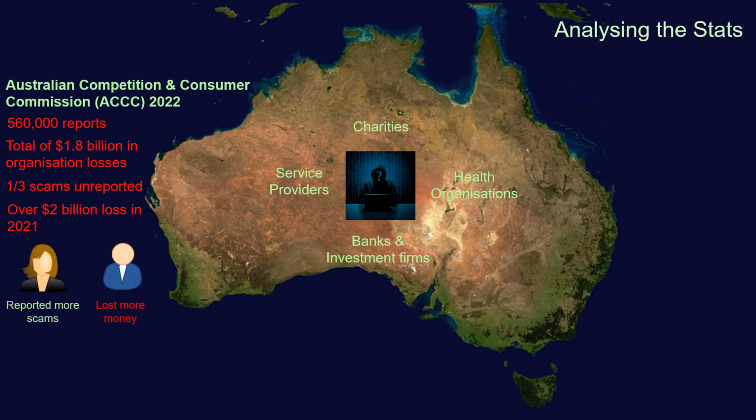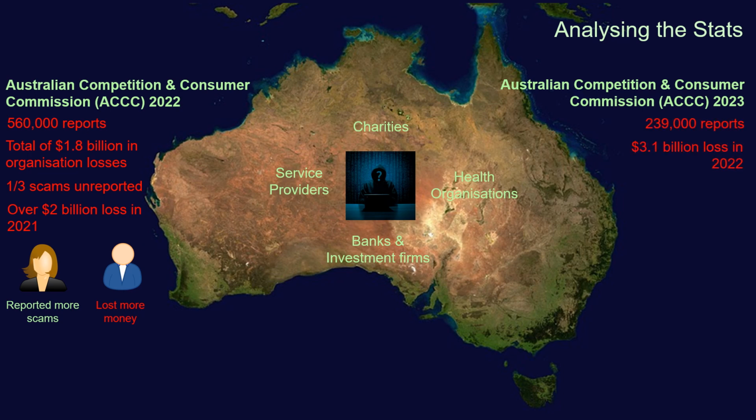The ACCC also saw that women had reported more scams than men, but men had lost more money than women. Comparing the stats from 2022, the ACCC reports that in 2023 there was about 239,000 reports that were made, but the financial loss was higher, equating to about $3.1 billion. The ACCC also reported that there was about a 16.5% reduction in reported scams since 2021, and the individual loss was about 50% higher.